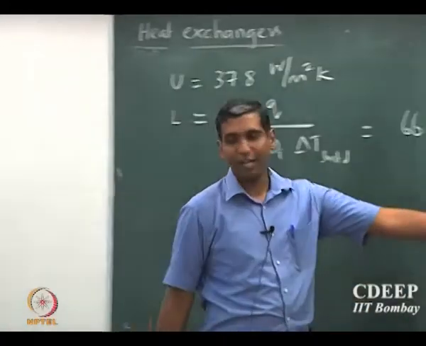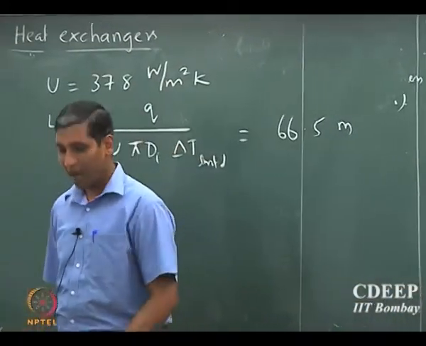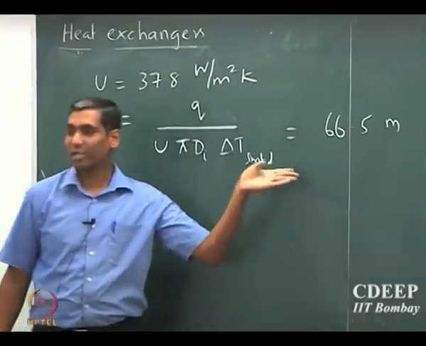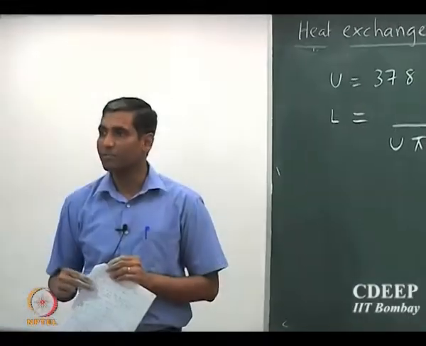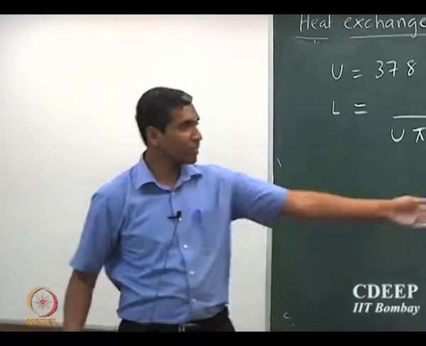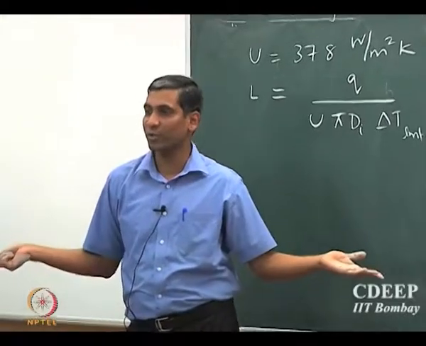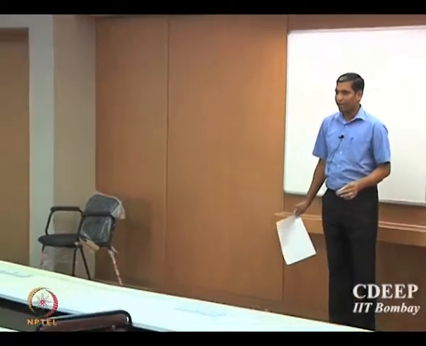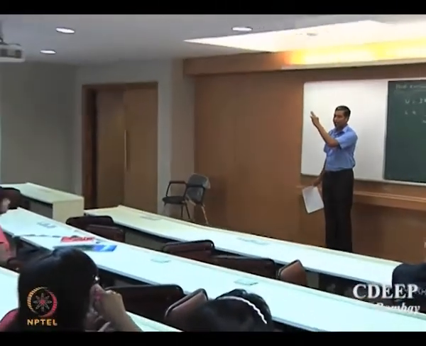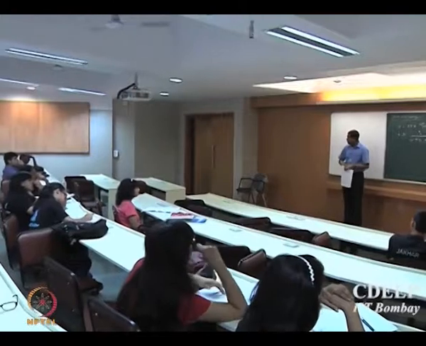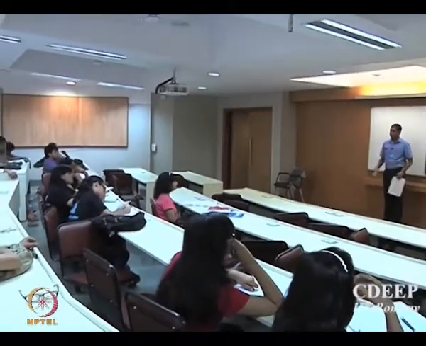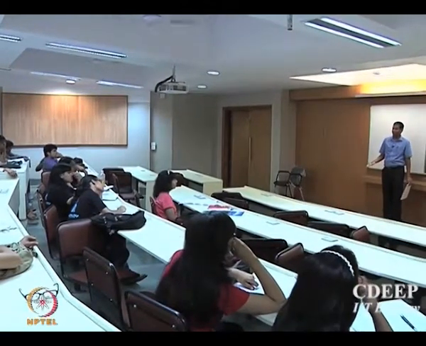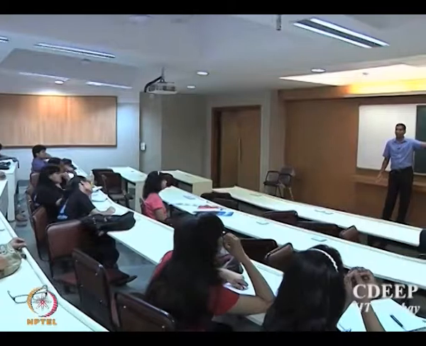We have a tube which is 25 millimeters, which is just 2.5 centimeters, which is this much, and it's 66.5. Why is the prediction wrong? You cannot have a heat exchanger with 66 meters. Is it possible to flow water with a reasonable pressure? You will have a huge pressure drop. So, it is a completely unreasonable number.